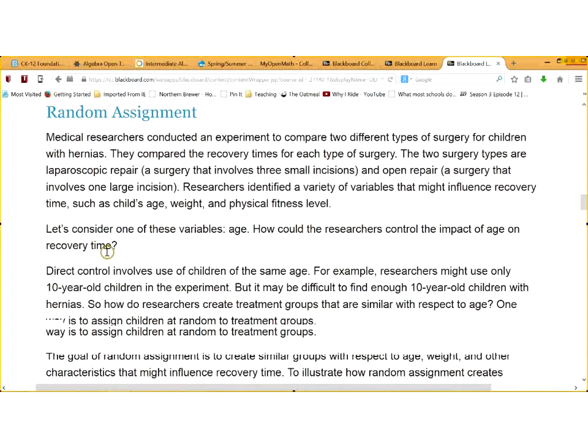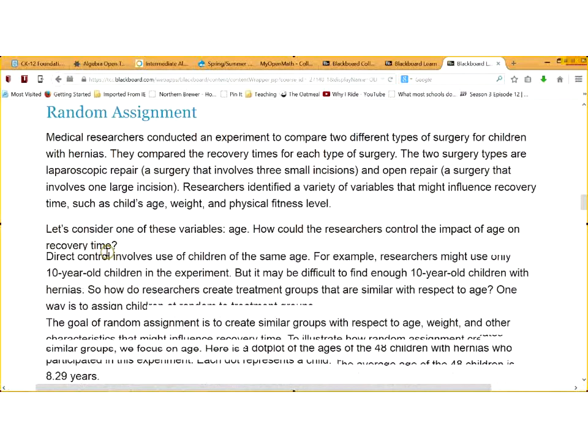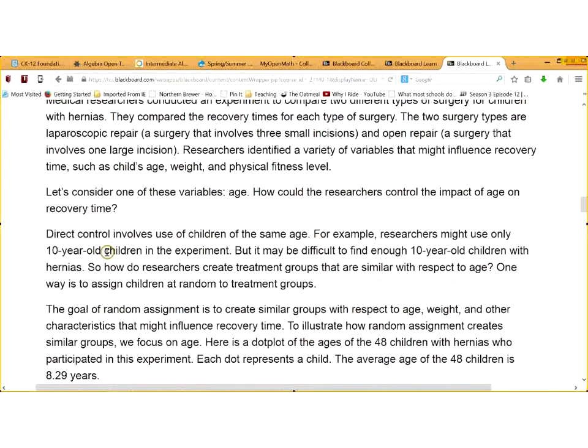And then here, this is for types of surgery and recovery time. Certainly if you're looking at recovery time and surgery, you want your two groups to be as similar as possible. You don't want one group to be older than the other. You don't want one group to be more female or male than the other. But the best way to do that is randomly assigning the groups, not trying to pick.